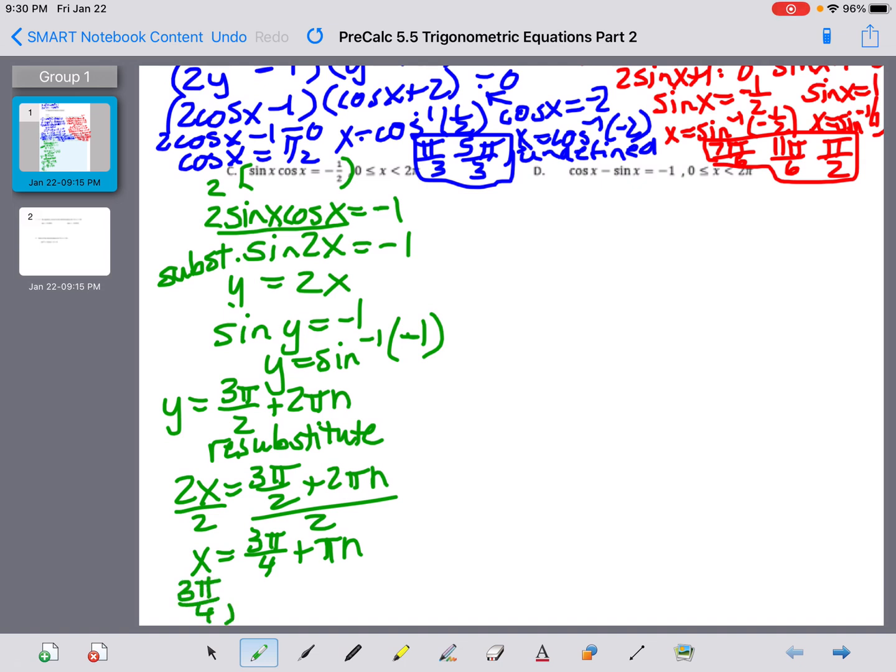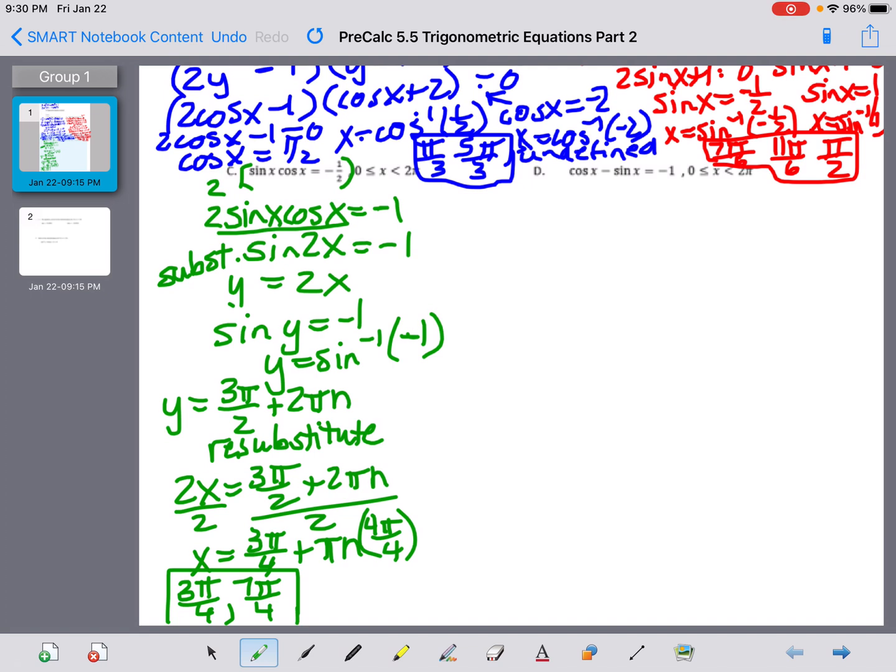Now let's add a pi, which would be the same as 4 pi over 4, right? So think about that. 3 pi over 4 plus 4 pi over 4, that's 7 pi over 4. That is still in my unit circle. If I add another 4 pi over 4, I'm at 11 pi over 4. That is bigger than 2 pi. So I need to stop right here at 7 pi over 4. And I can plug those in and check them, and they both work, okay?